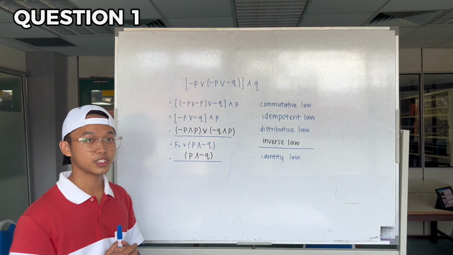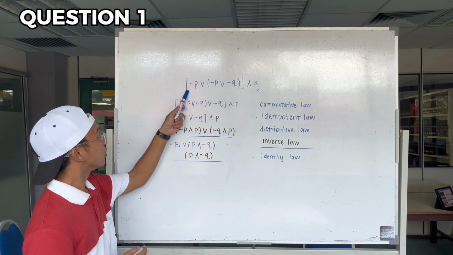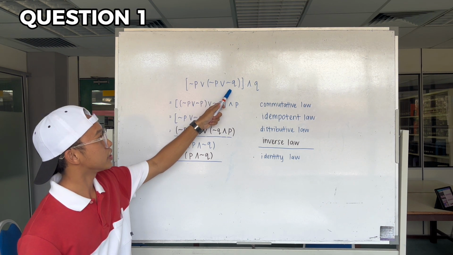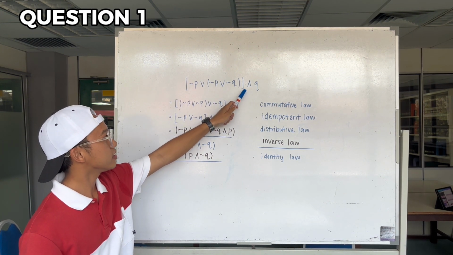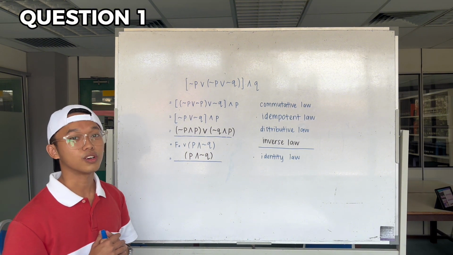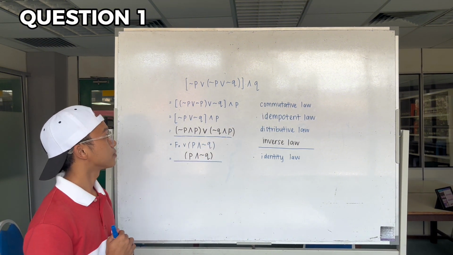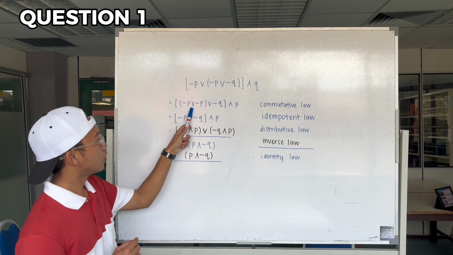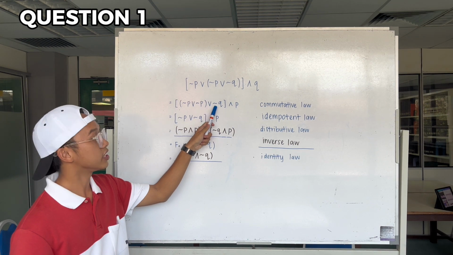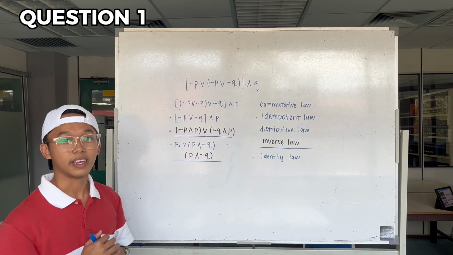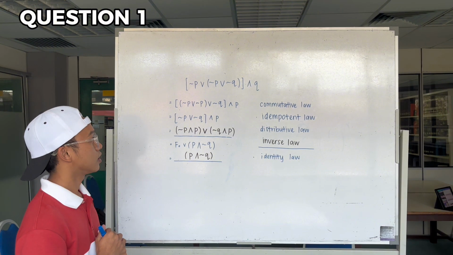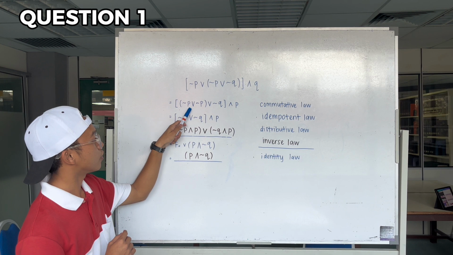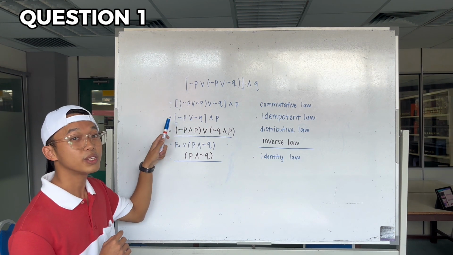We proceed to the first question. The question is open bracket negate P or open bracket negate P or negate Q close bracket close bracket and Q. First and foremost, we use the commutative law, which is we change this bracket to this bracket: negate P or negate P or negate Q, and P. And then we use the idempotent law, which is we simplify negate P or negate P into negate P only.